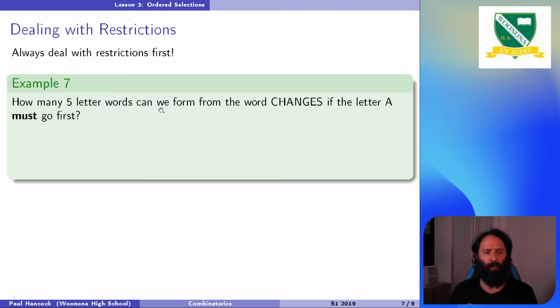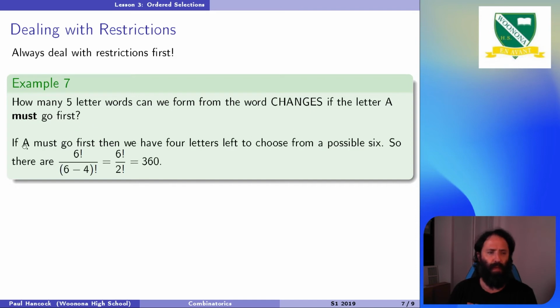Okay, so again, we could form a grid here with 5 pieces. A has to be the first piece. And then if you look at the word CHANGES, that would leave 1, 2, 3, 4, 5, 6 letters left to choose from to fill the remaining 4 spots. Okay, which is what I say here. So A has to go first. There's only 4 letters left to choose to make a 5-letter word, because we have to have A in it, and that's out of the possible 6. So that's where the 6 factorial over 6 minus 4 factorial came from. We've got 6 letters to choose from, we only want 4. And that's 6 factorial over 2 factorial.